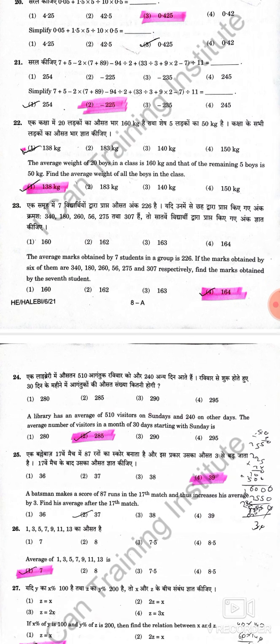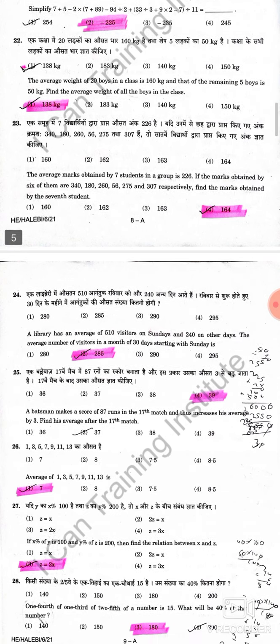Question number 23. The average marks obtained by 7 students in a group is 226. If the marks obtained by 6 of them are 340, 180, 260, 56, 275 and 307 respectively, find the marks obtained by the 7th student, and the answer is option number 4.